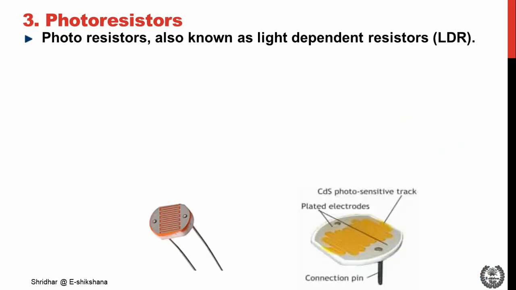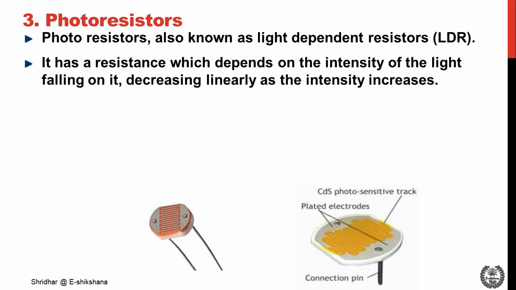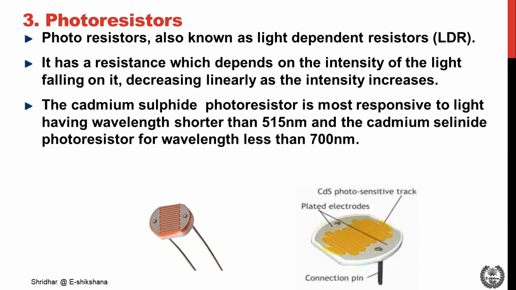Next, we'll discuss photoresistors, also known as light dependent resistors, LDR. The diagram shows a basic construction of an LDR, which consists of plated electrodes on a photosensitive track. It has a resistance which depends on the intensity of the light falling on it, decreasing linearly as the intensity increases.